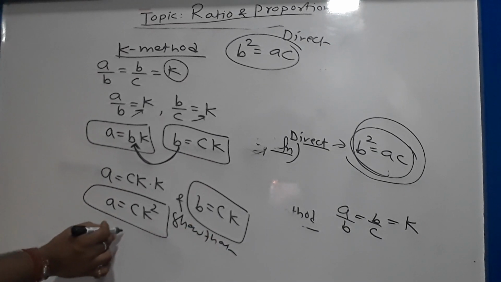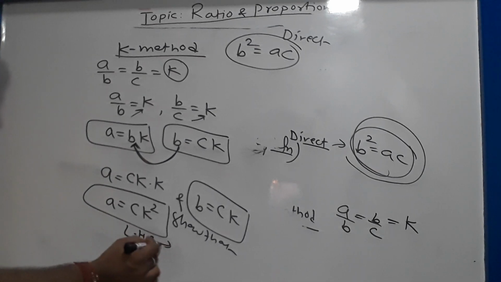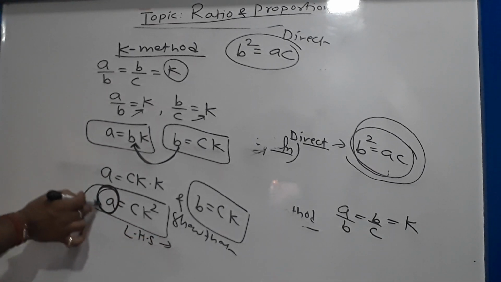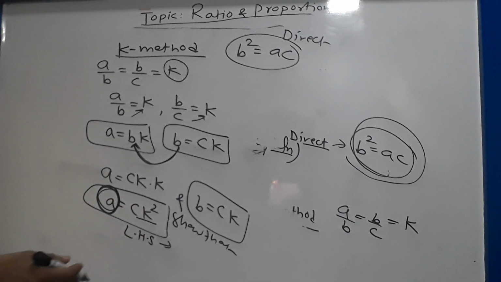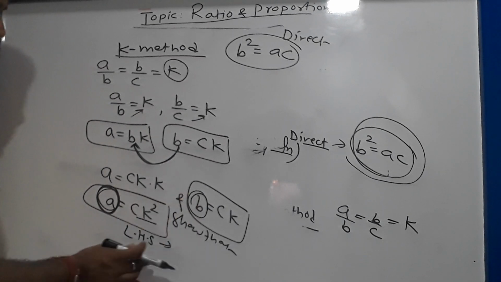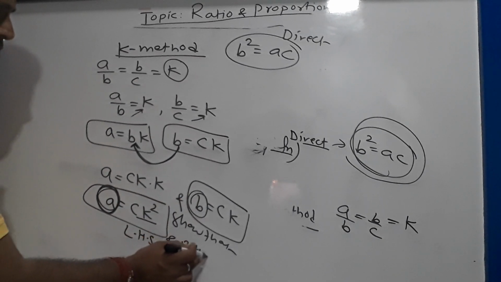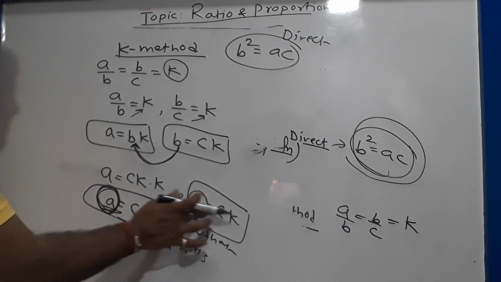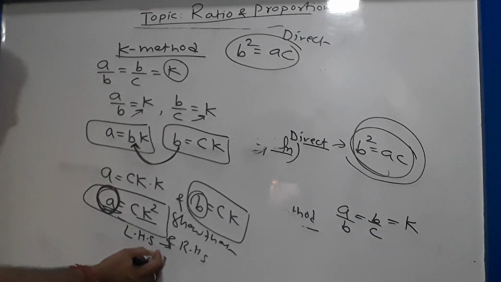You will consider the left hand side, and in that left hand side you are going to replace A by CK square and B by CK. You are going to replace in the left hand side and right hand side both. A by CK square, B by CK, and solve that and show that left hand side and right hand side have same value.